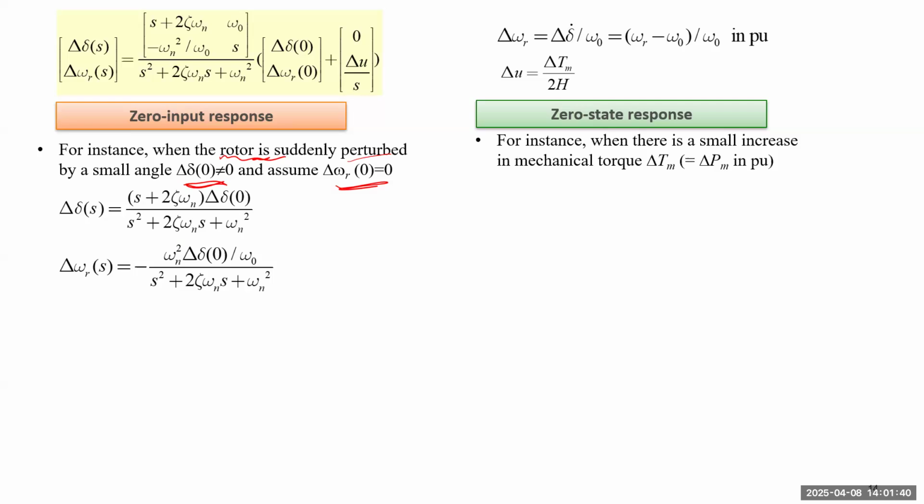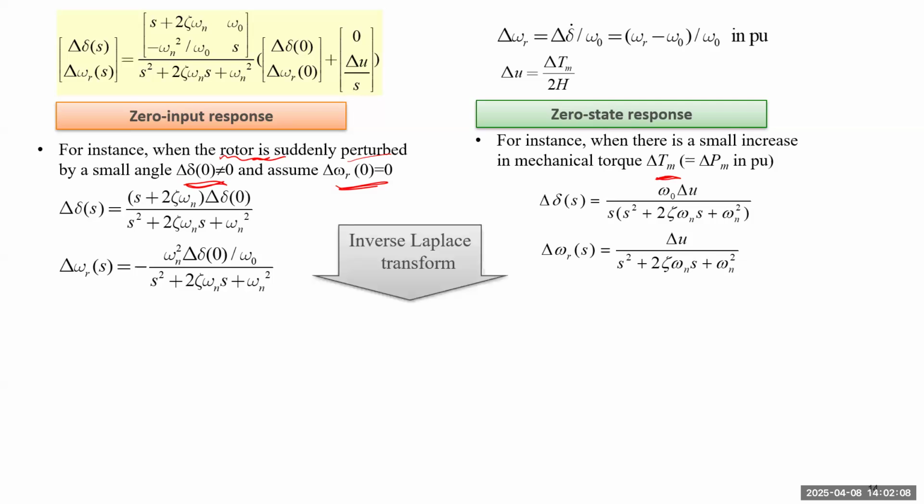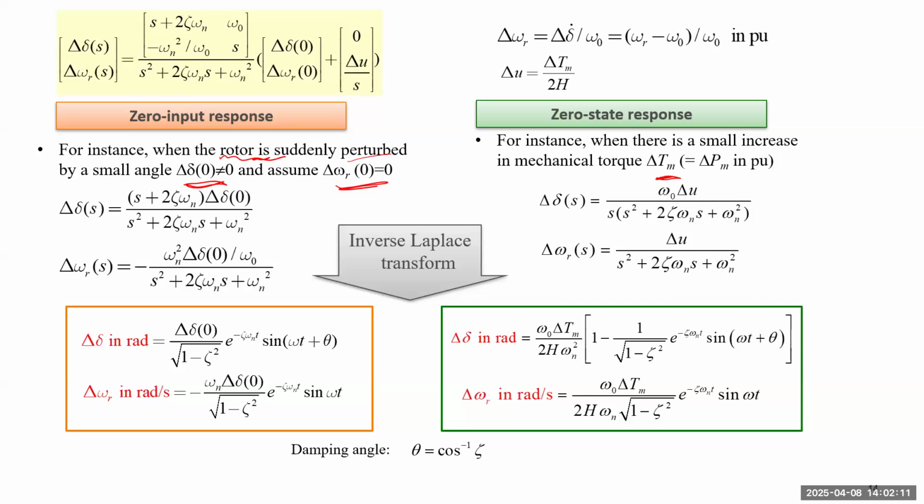For the zero state response, here we assume the initial state is at exactly the equilibrium, but we make the input non-zero. So we give it some deviation of the mechanical torque. For instance, this one can be caused by the governor. By changing the set point, you let the generator generate more power if this is positive. It will have these two formulas. Then we do inverse Laplace transform. We get the time functions for angle and speed deviation.